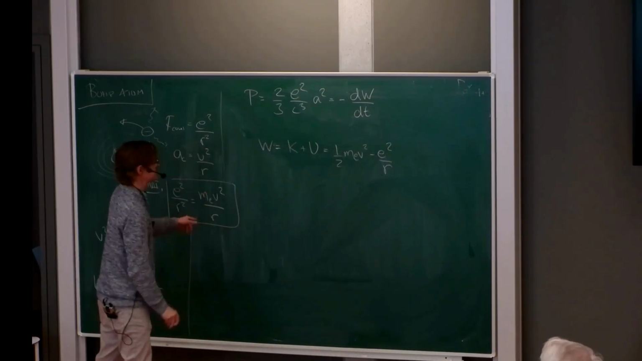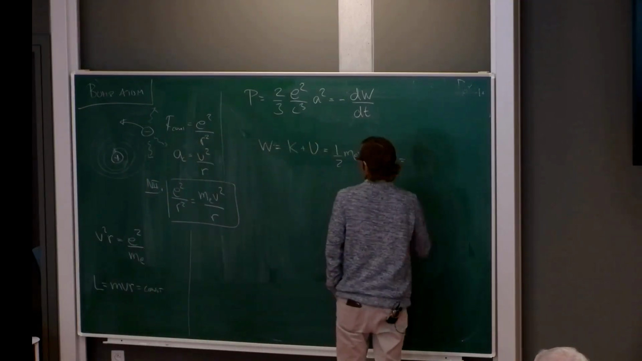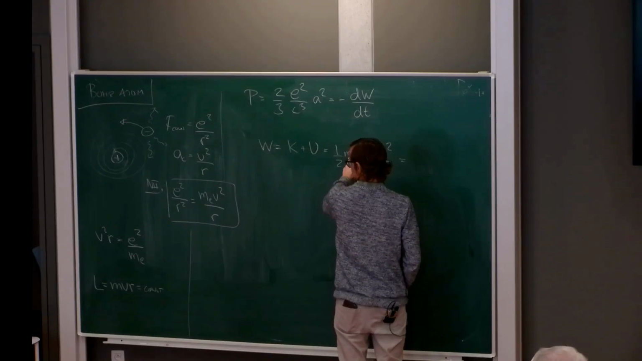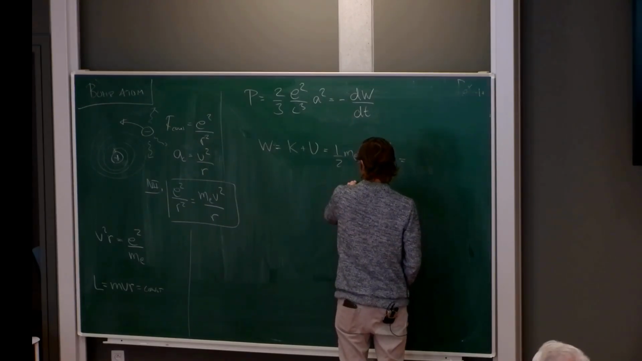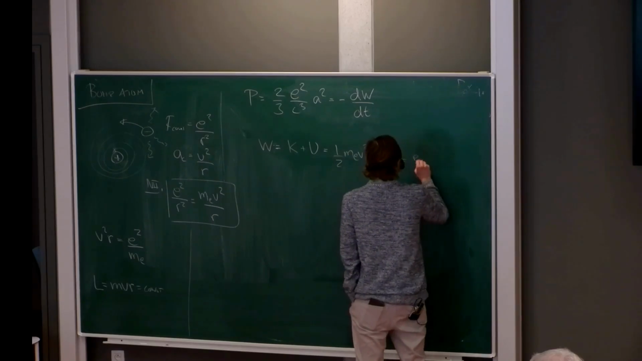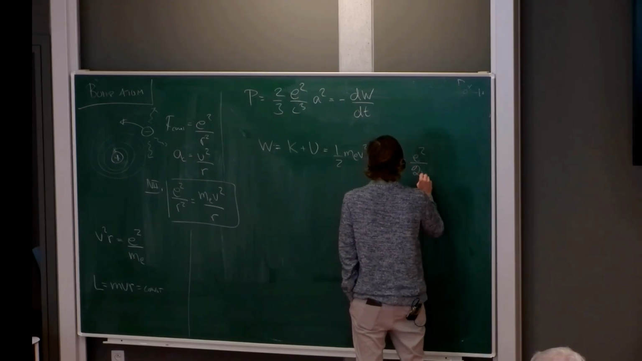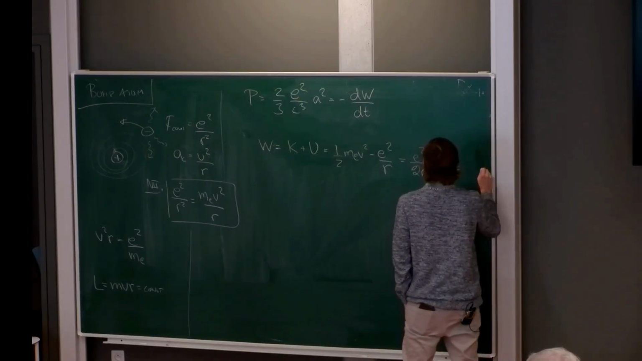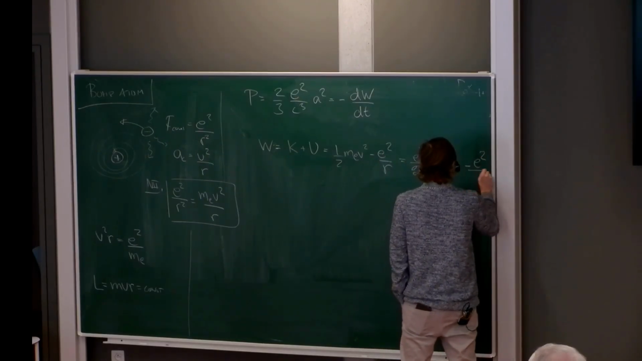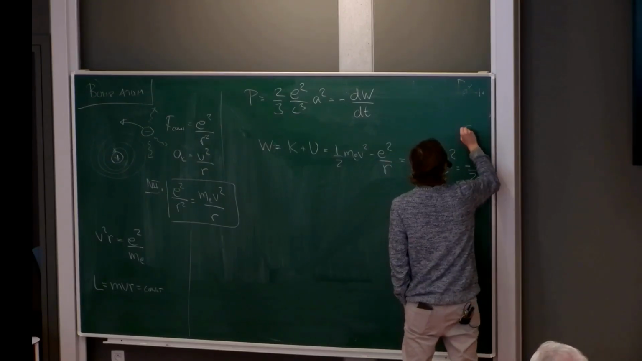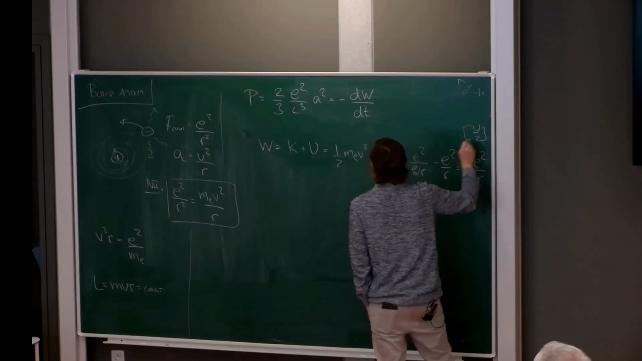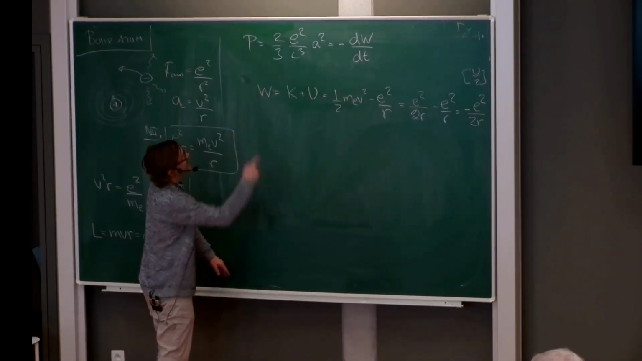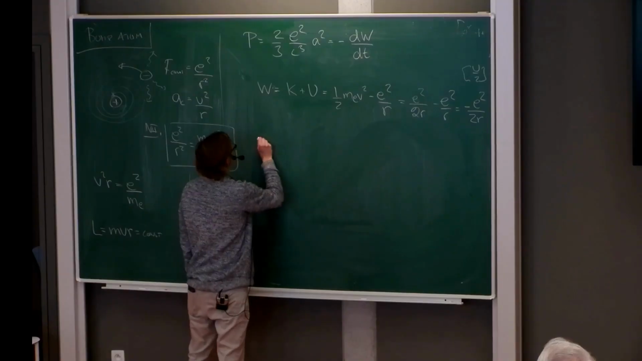But then we can use this formula to write this in instead of here. We have this, so that's just e squared divided by 2r, right? So that would be e squared divided by 2r minus e squared over r. So this is just then minus e squared divided by 2r, which is just U divided by 2, as we know.